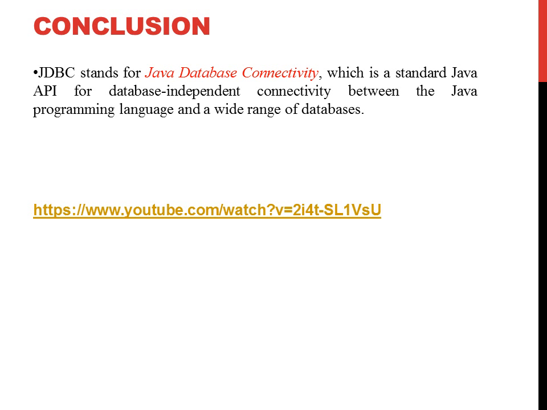So, in this session we familiarized database, what is DBMS, different types of DBMS. Then we saw what is JDBC. JDBC is nothing but Java Database Connectivity. That is a standard Java API for database independent connectivity between our Java programming language and wide range of databases. Then we examined the JDBC architecture. There are two types of JDBC architecture, 2-tier and 3-tier. Then we familiarized the steps required. There are 8 steps required to establish a JDBC connectivity.